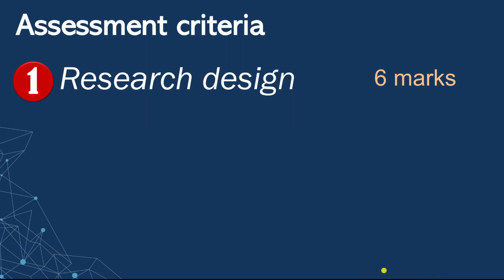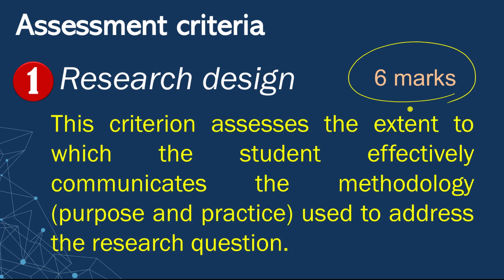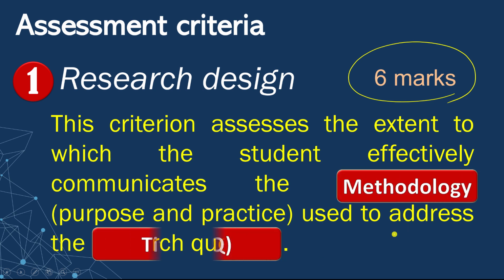Get ready. Assessment criteria number 1, research design. It has 6 marks. IB says this criterion assesses the extent to which the student effectively communicates the methodology, purpose, and practice used to address research question. Means that methodology and title are compared. So if you have a very strong methodology highly related to your research question, you will get 6 marks here.